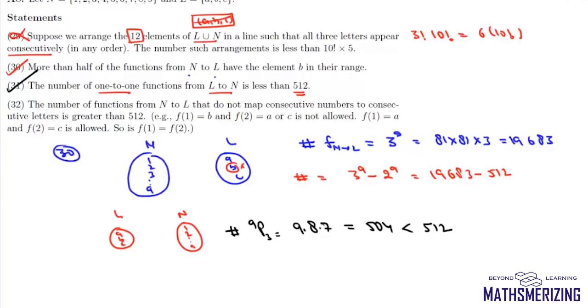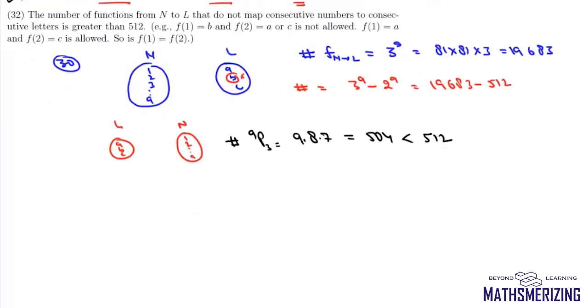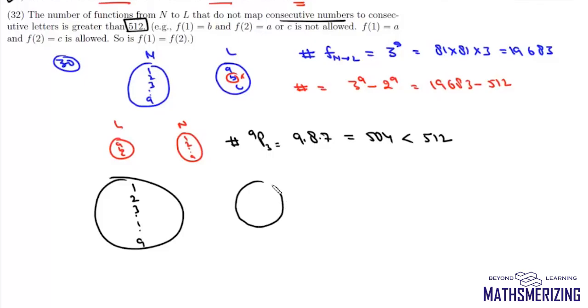Now statement 32 is, the number of functions from N to L that do not map consecutive numbers to consecutive letters is greater than 512. So here we have 9 elements, 1, 2, 3 up to 9, and here we have the set L having 3 elements A, B and C. Now here we have 2 cases. Case 1, if all the elements are mapped to B, so the total number of such functions is just 1, as it is a constant function.